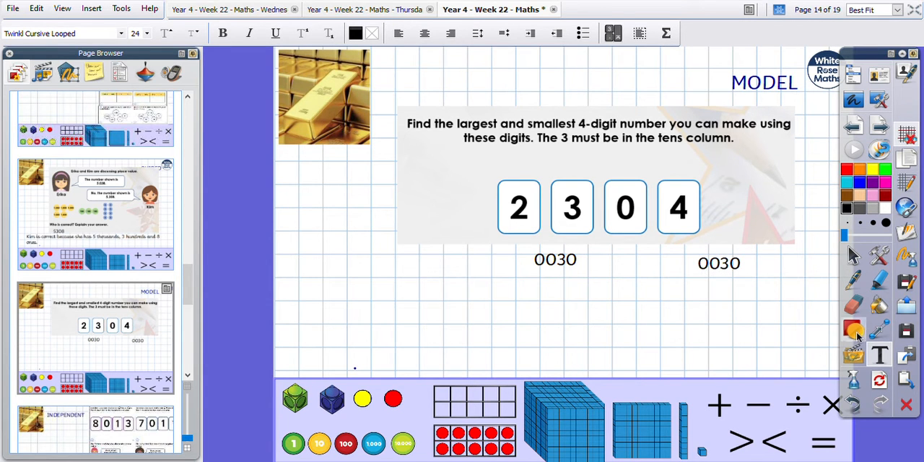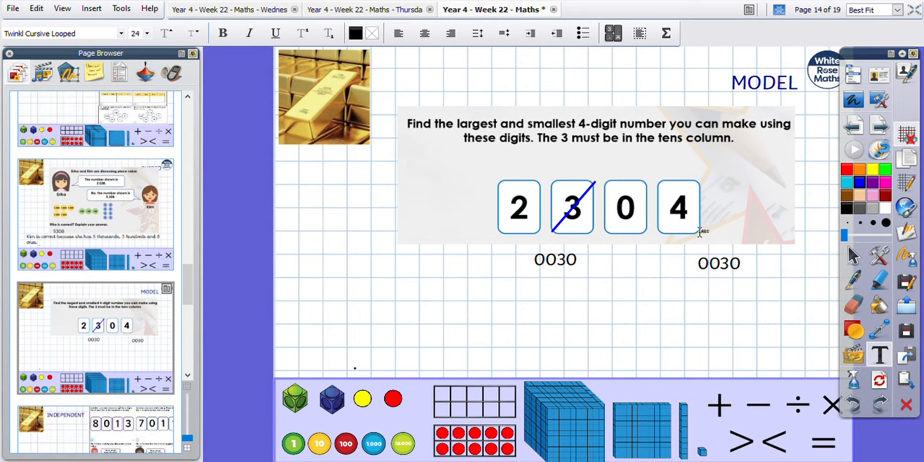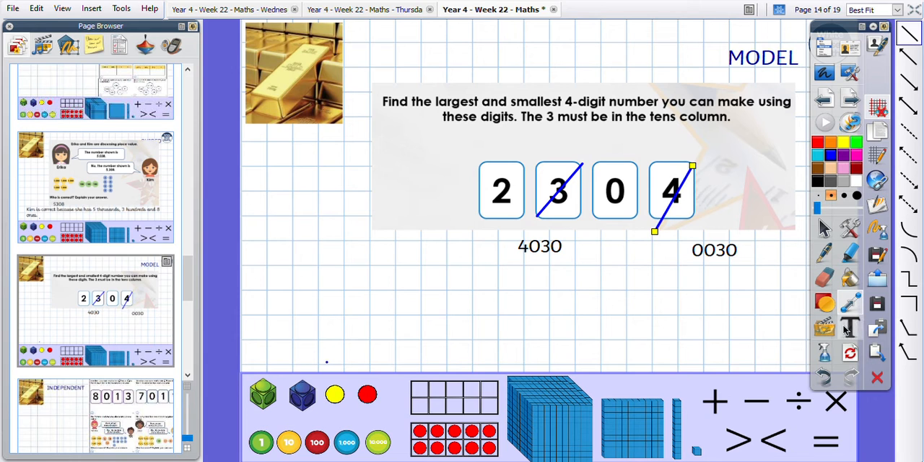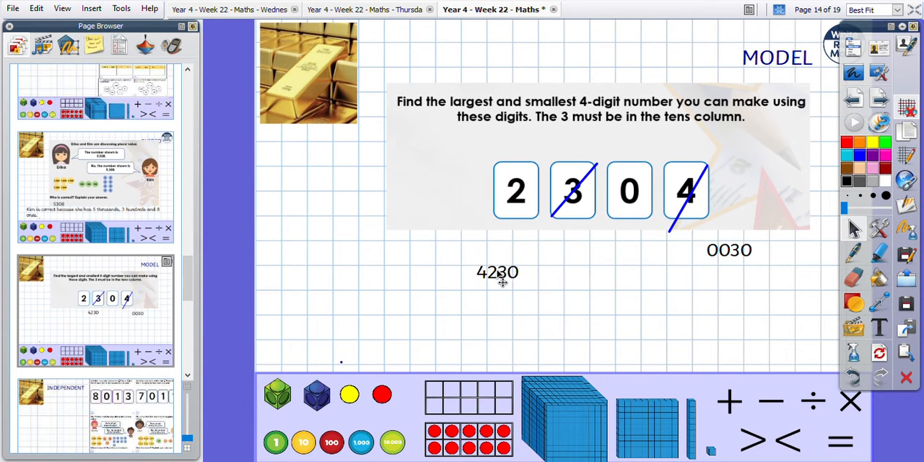Okay, so I know that to make the largest number, I need to have my biggest digit in my thousands column. So I'll pop my 4 here. Okay, and then I want my next biggest digit in my hundreds column, which would be my 2. So the biggest number I could make is 4,230.